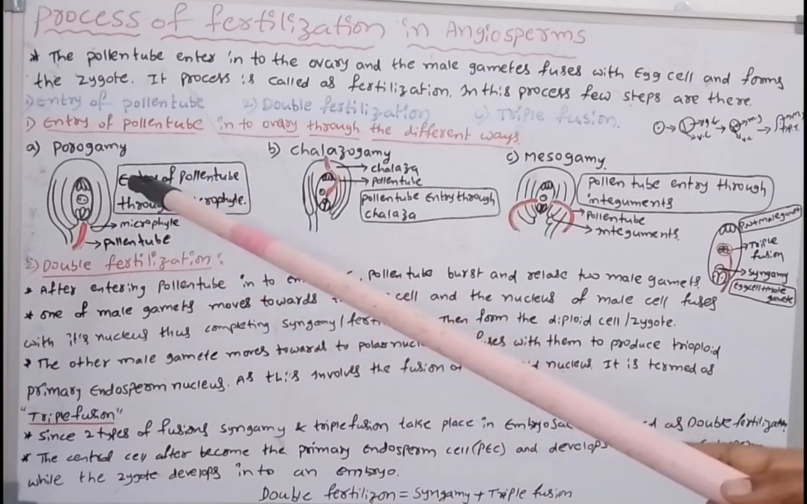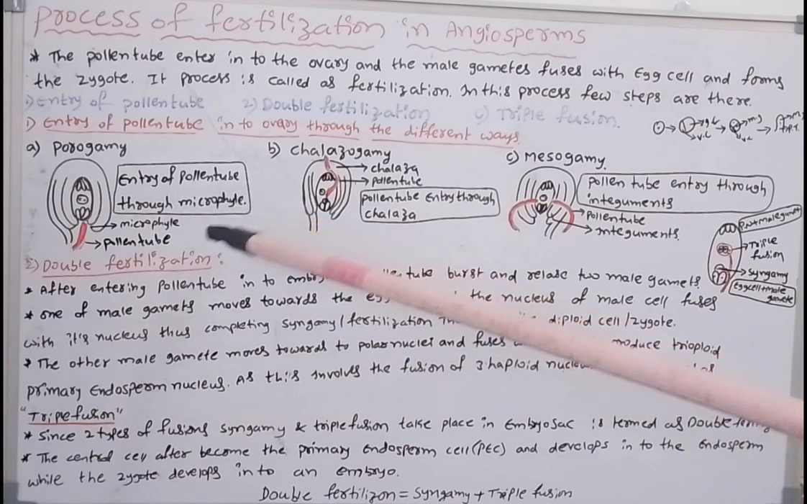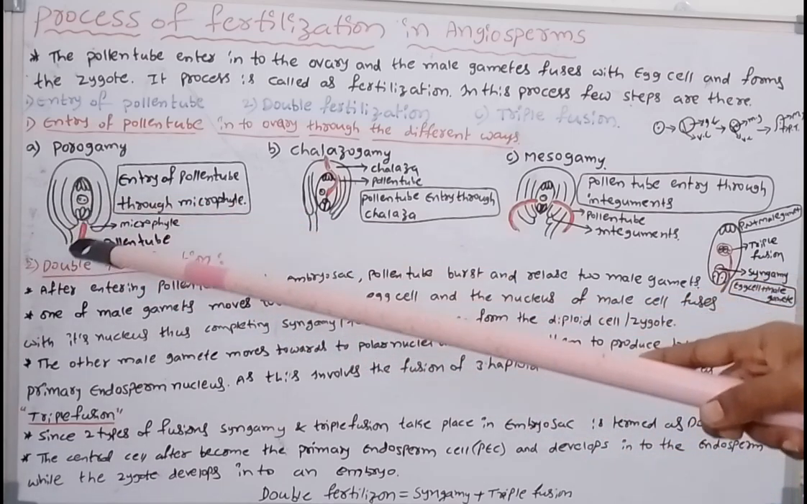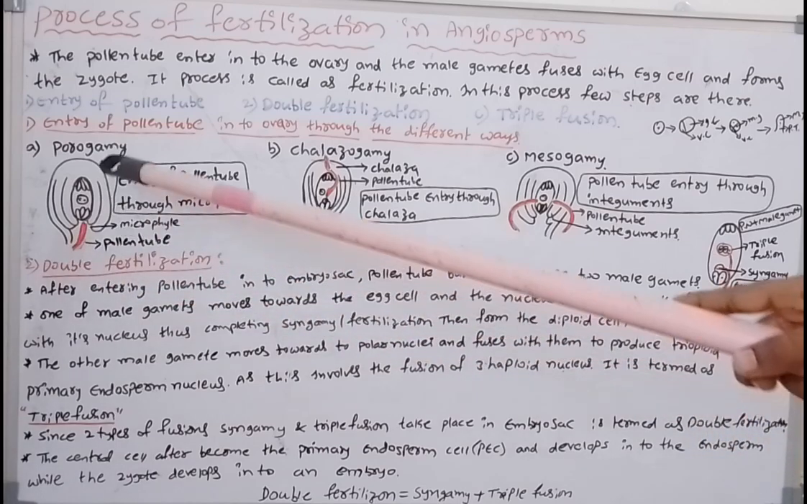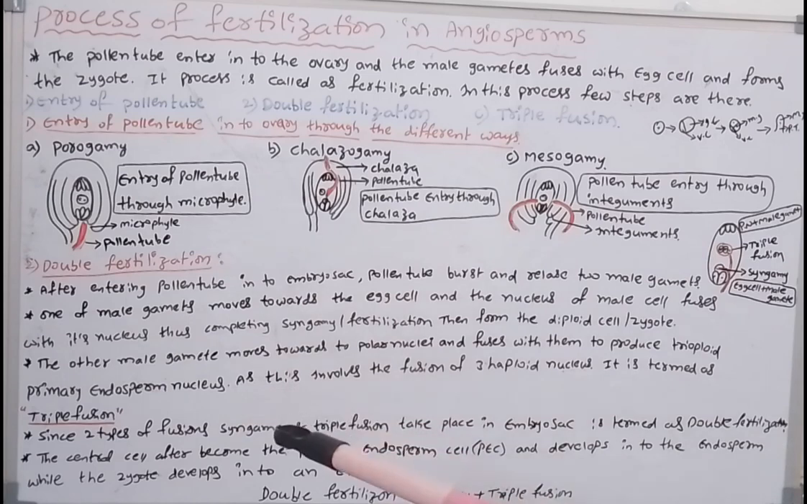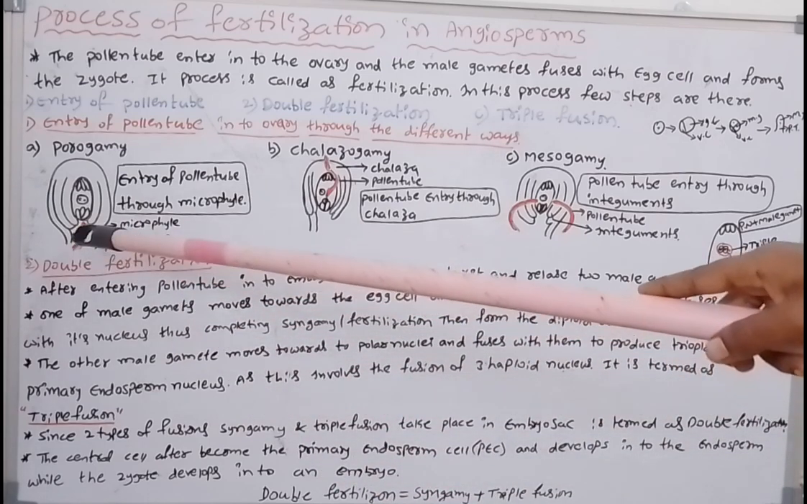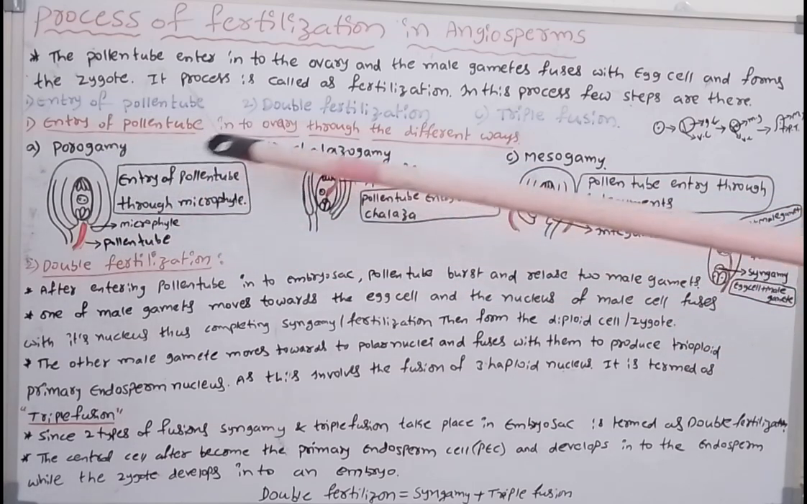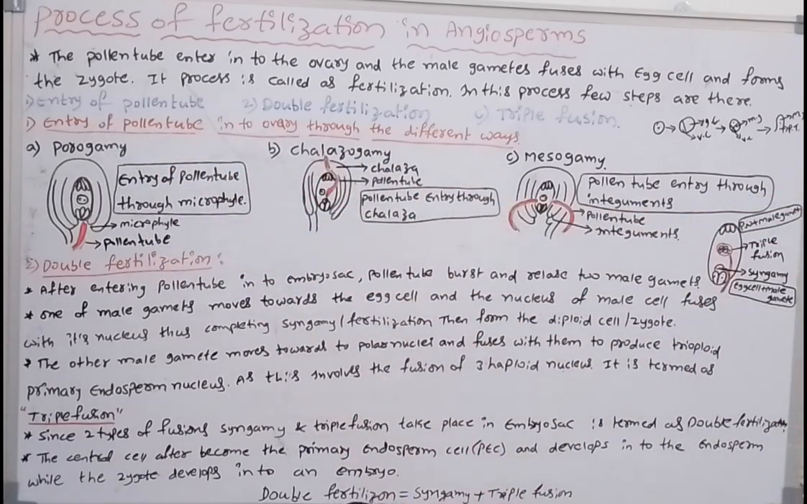See here, entry of the pollen tube through the micropyle. The pollen tube entering the ovary through the micropyle is called porogamy. This is the pollen tube, this is the micropyle. Porogamy means entry of the pollen tube through the micropyle. Next one, chalazogamy.